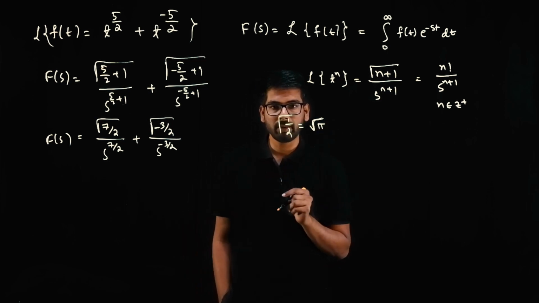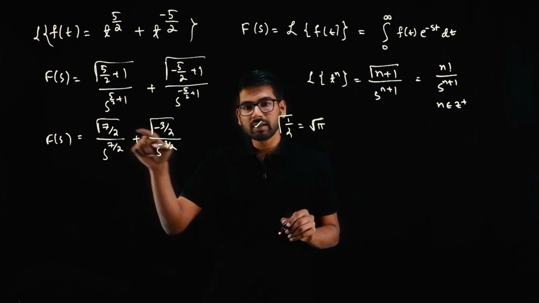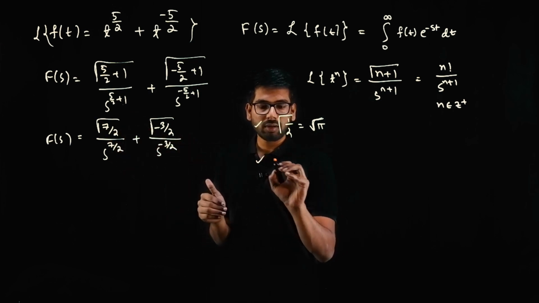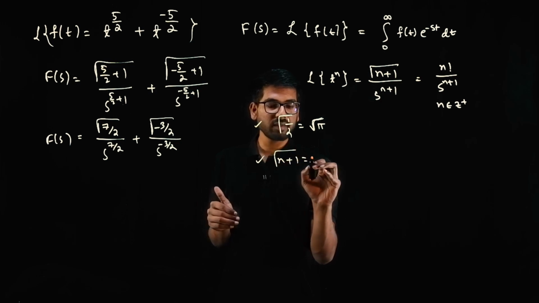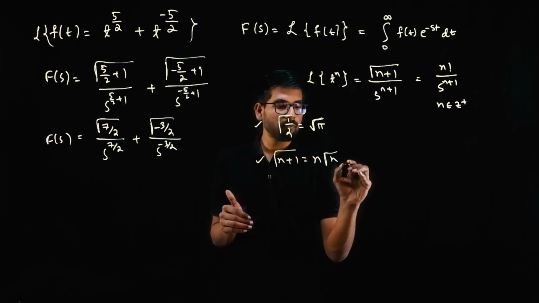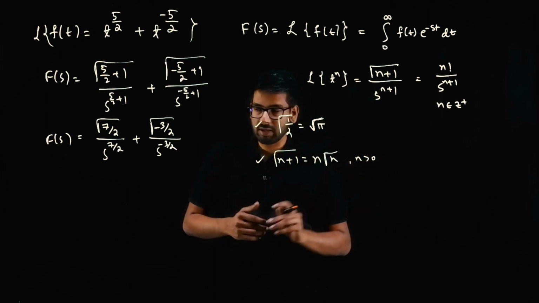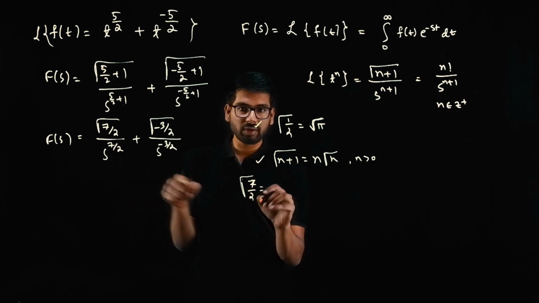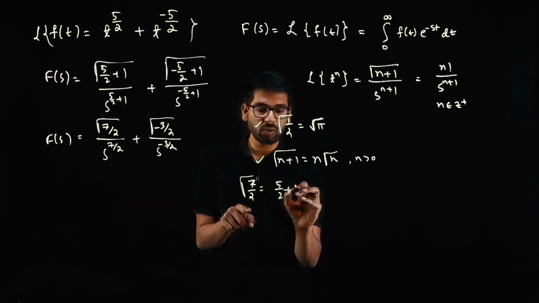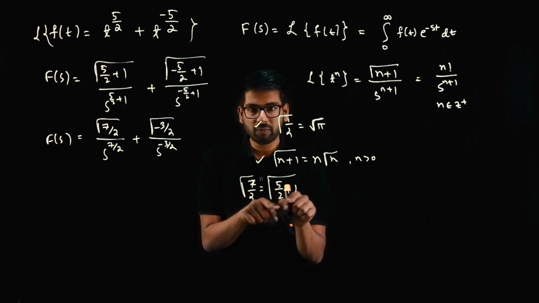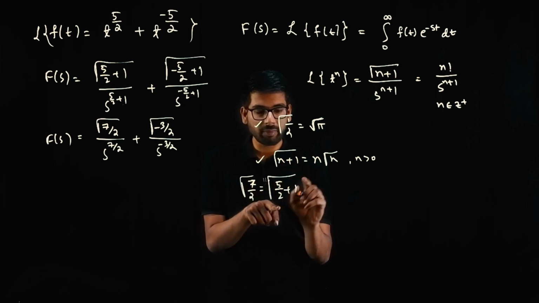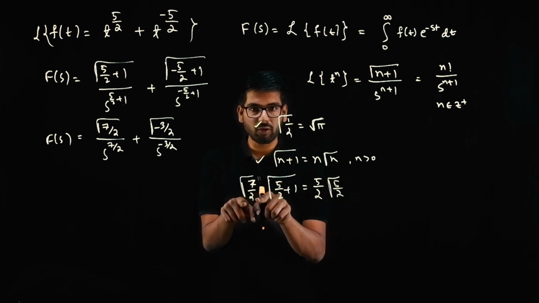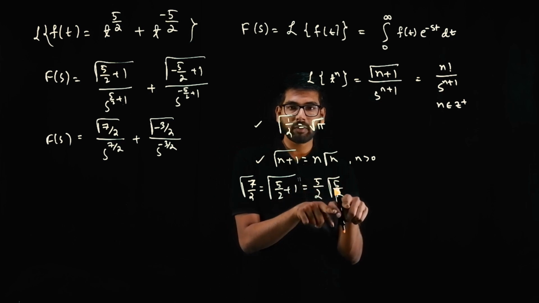Gamma of 1 by 2 is square root of pi, and we need to convert every other gamma term into gamma of 1 by 2. How do you do that? Gamma of n plus 1 can be written as n into gamma of n, if n is greater than 0, if n is a positive value. In this case, I have 7 by 2. Gamma of 7 by 2 can be written with 5 by 2 plus 1, right? 7 by 2 is 5 by 2 plus 1. So if you compare these two, n is 5 by 2. So this can be written as 5 by 2 gamma of 5 by 2. So gamma of 7 by 2 is actually 5 by 2 gamma of 5 by 2.